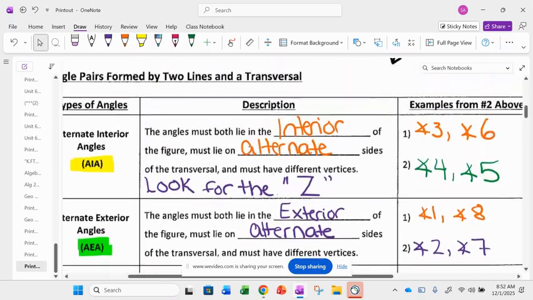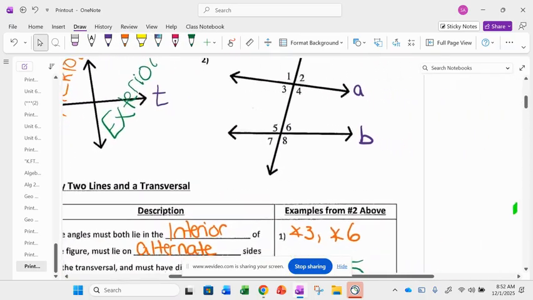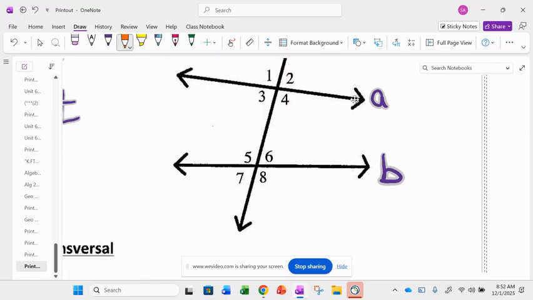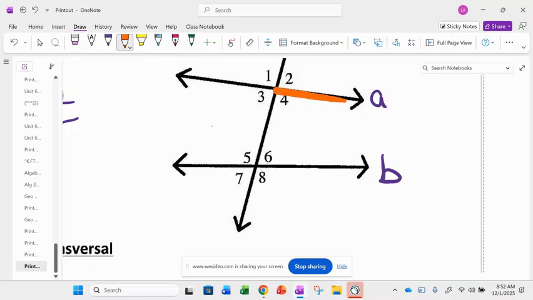So what do I mean? And again, it's coming back to the armpits. Just like the alternate interior angles, it was the angles in the armpits. These are going to be the angles in the armpits also. So if you look here, do you see how I highlighted an F?